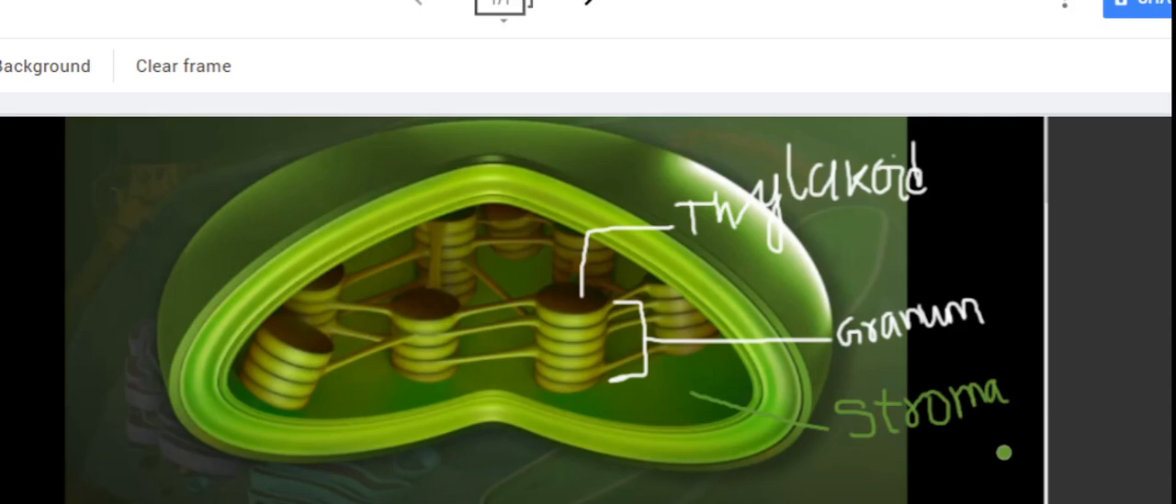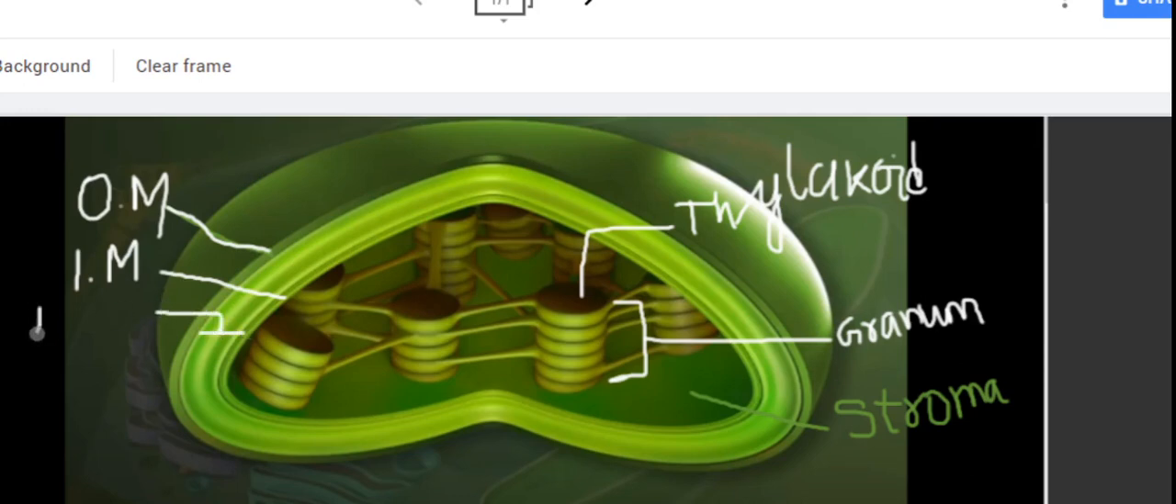Is it clear to everyone? And this one is the outer membrane, and here you have the inner membrane, and in between these two you have the intermembrane space, like the mitochondria. Is it clear?